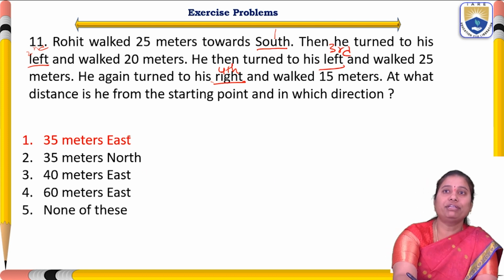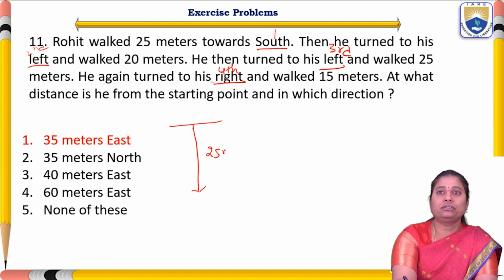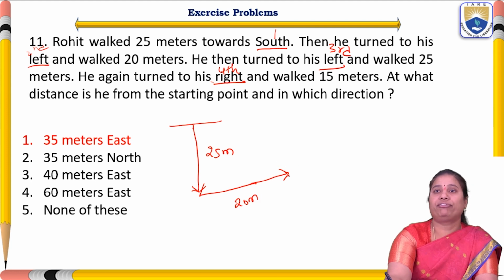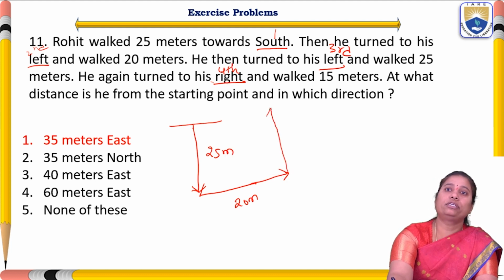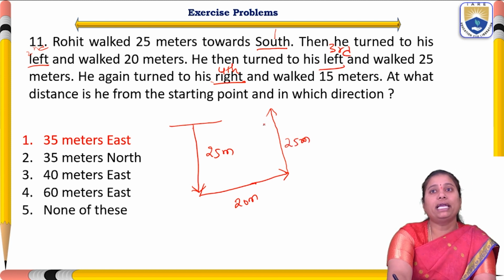Rohit walked 25 meters towards south, so in the south direction it is 25 meters. Then he turned to his left. From south, left means the east direction. He goes 20 meters. He then turns to his left. Now from east, left means north direction, and walked 25 meters, parallel to the first one. Now he is facing north and he again turns to his right. So from north, right means east.